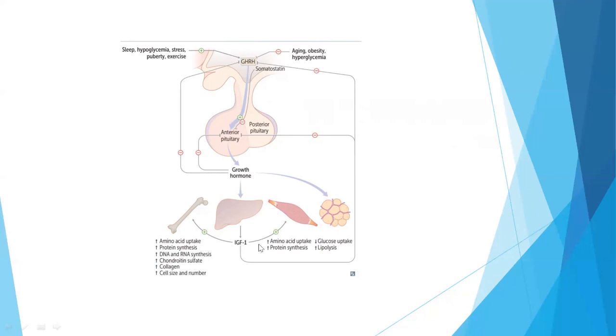Insulin-like growth factor 1 acts on the muscle and the bone. In muscle, it will cause increased amino acid uptake and increase protein synthesis. So it will lead to increase in the muscle bulk. In the bones, it will lead to increased DNA RNA synthesis, increased collagen, and increased cell size and number. So it will lead to stronger bones. Also, the growth hormone directly acts on the adipocytes, and it will lead to decreased glucose uptake and increased lipolysis. When there's decreased glucose uptake by the adipocytes, there will be increase in the blood sugar. So growth hormone is a diabetogenic hormone.